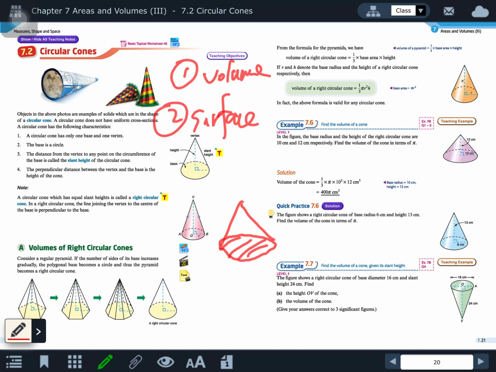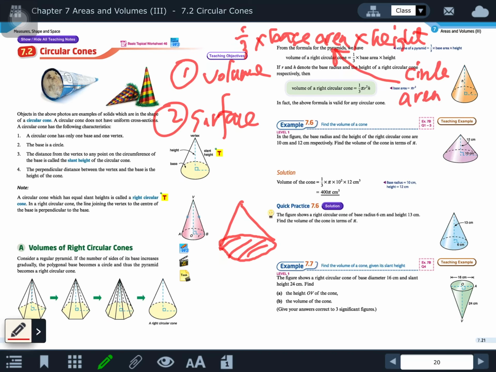Okay, if you see the volume part, it's just like the pyramid, the same: 1/3 times base area times height, and the base area will be the circle area, which is pi r square. Some of you will forget this formula, so let's have a reminder here.